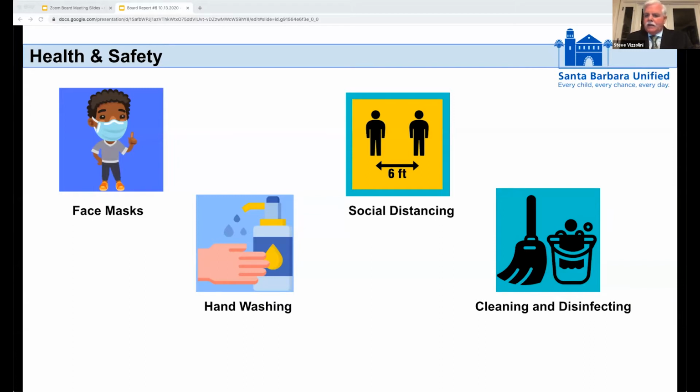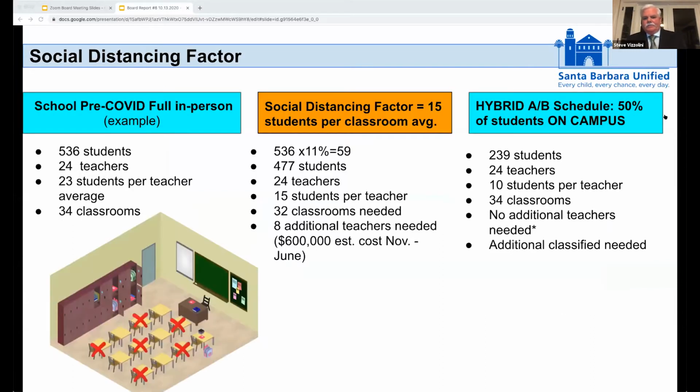And with that, I'd like to hand it over to Ms. Jate. Actually, it's going to stay with me. Oh. And Mr. Rouse will go to the slide on social distancing factor.